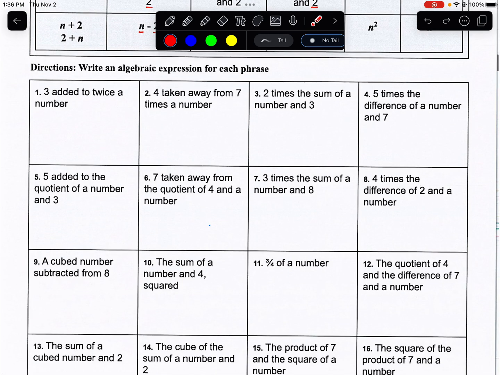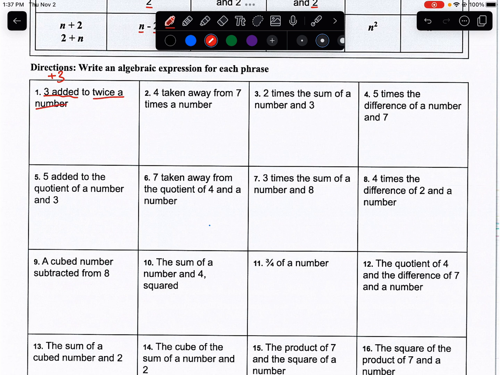So let's go ahead and take a look at some compound expressions and look for some strategies, because these are just hard. There's no real easy way to do it, but there are some strategies that can be really helpful. So I'm going to show you one that works well for me. So number 1 says 3 added to twice a number. So 3 added means I'm going to be adding 3 to something, so like plus 3 or 3 plus something. Kind of doesn't matter because we're talking about addition here. We're adding that to twice a number.